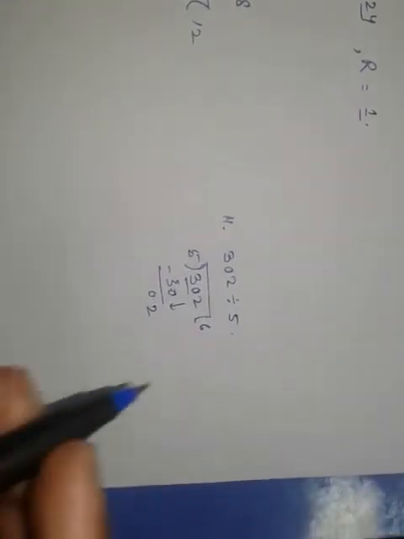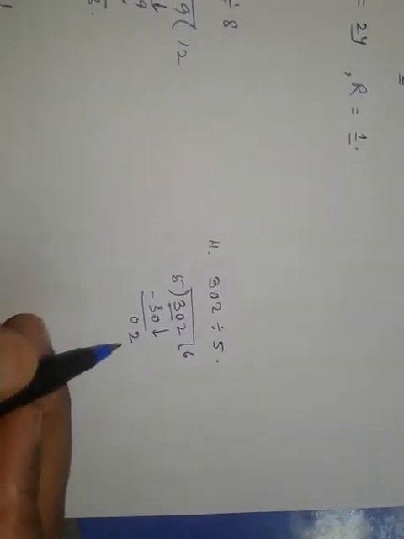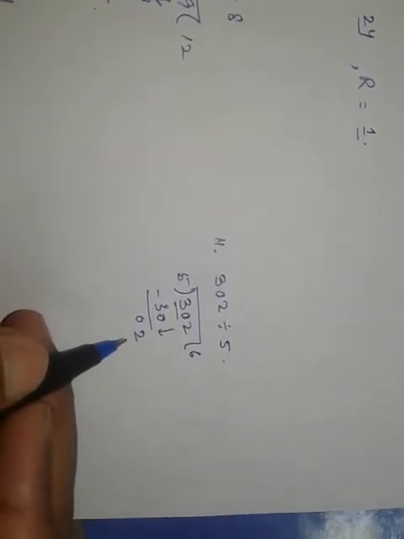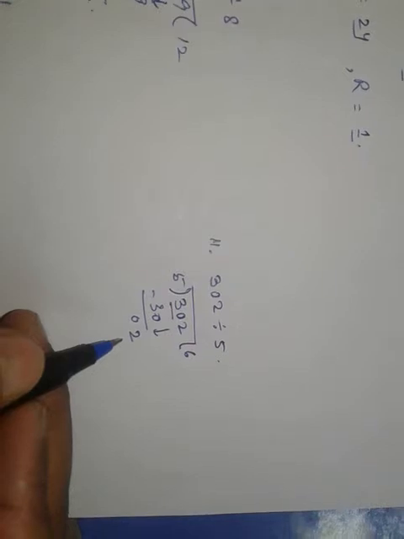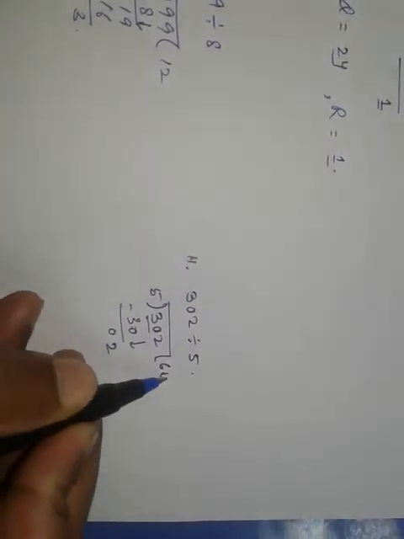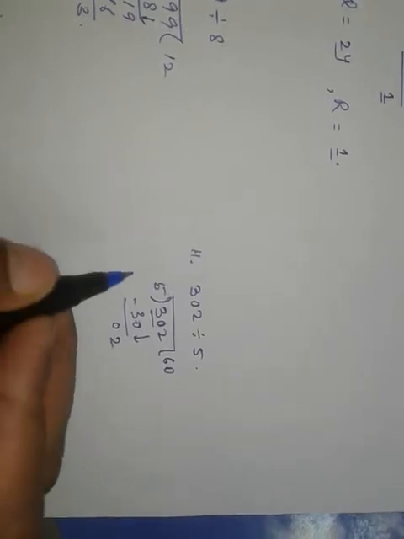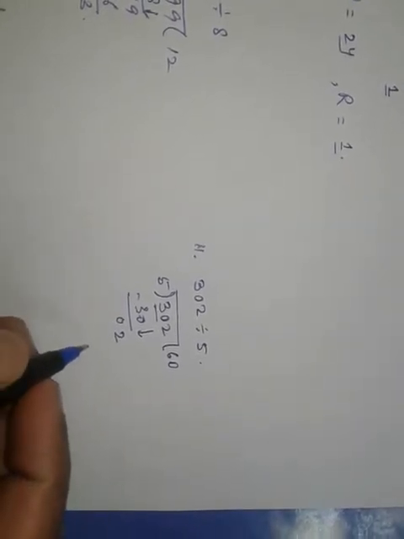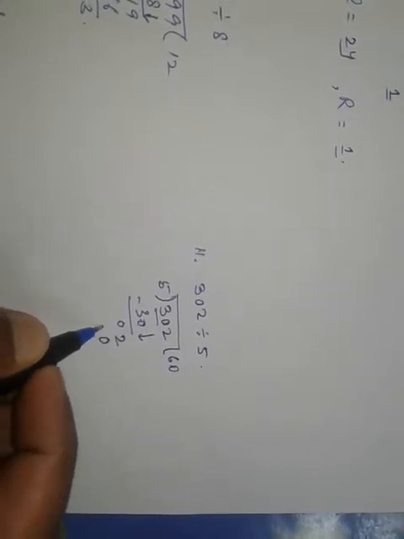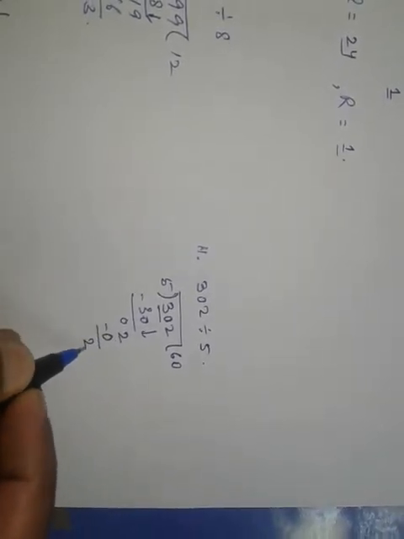You know that in the table of 5, 2 is not there. 5 ones are 5, so it is less than 5. So what do we do here? We multiply 5 with 0. Why multiply 5 with 0? When you multiply 5 with 0, what do we get? 0. So 0 is less than 2, isn't it? So that's why we get a remainder of 2 here.